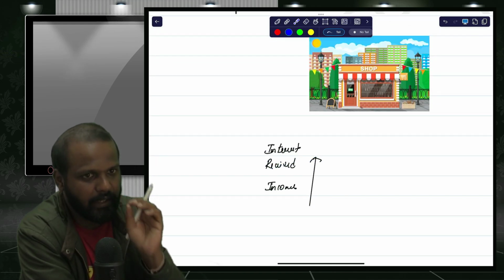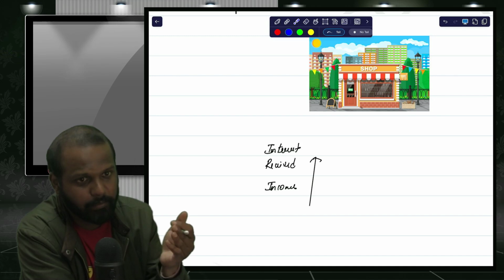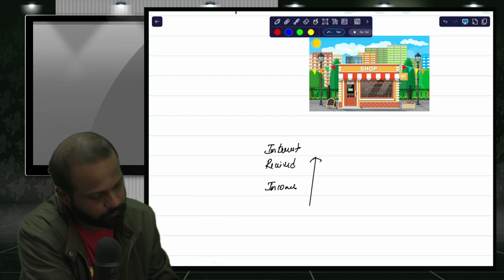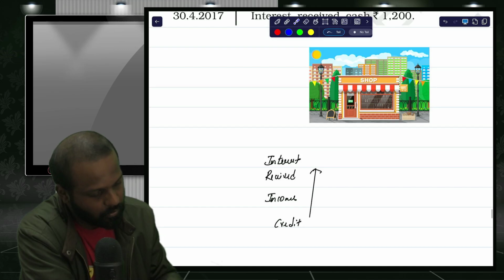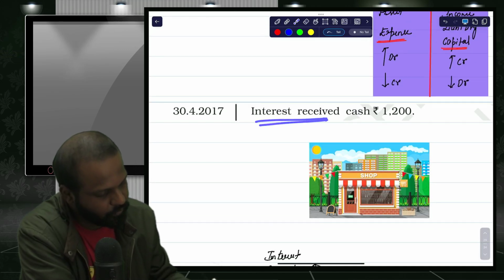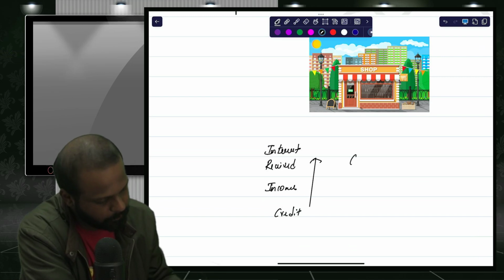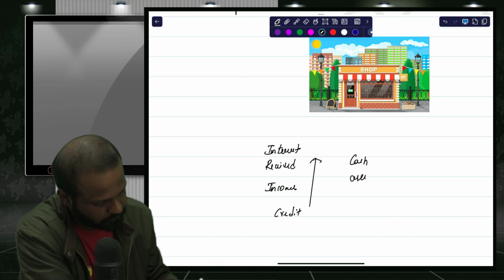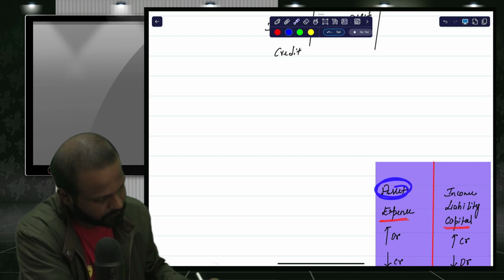Whenever you receive any type of income, that account should be created. Whenever you pay any expenses, that expense account should be created. So here, income account, we do credit. Now the interest you have received in cash, so cash will increase in the business. Cash is an asset. Asset increases. We do debit.